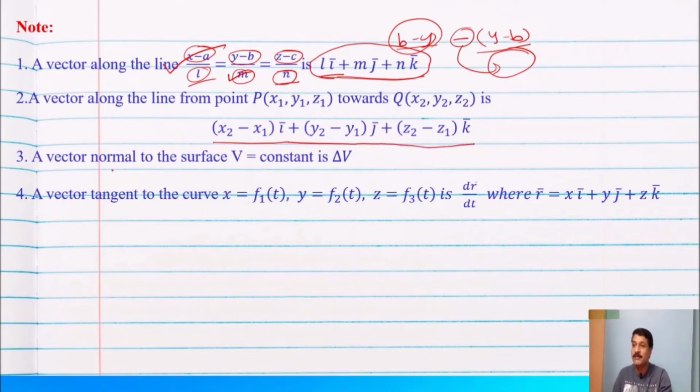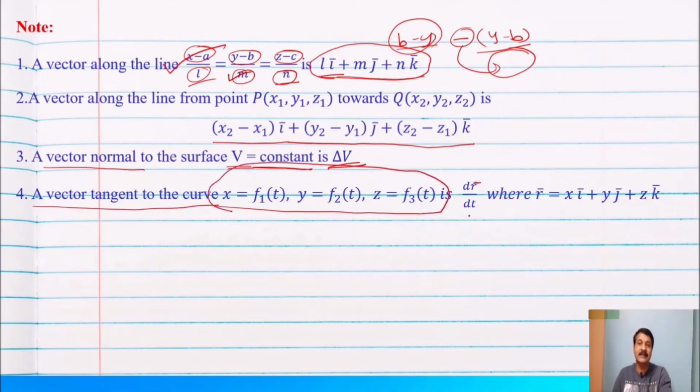Also, you remember a very important part: when we want to find a vector normal to the surface V equal to constant, that is nothing but del V. A vector tangent to any curve, with x, y, z given in terms of t, is dr by dt, where vector r is xi plus yj plus zk. So dr by dt is a tangent vector along the curve, with x, y, z given in the form of t.